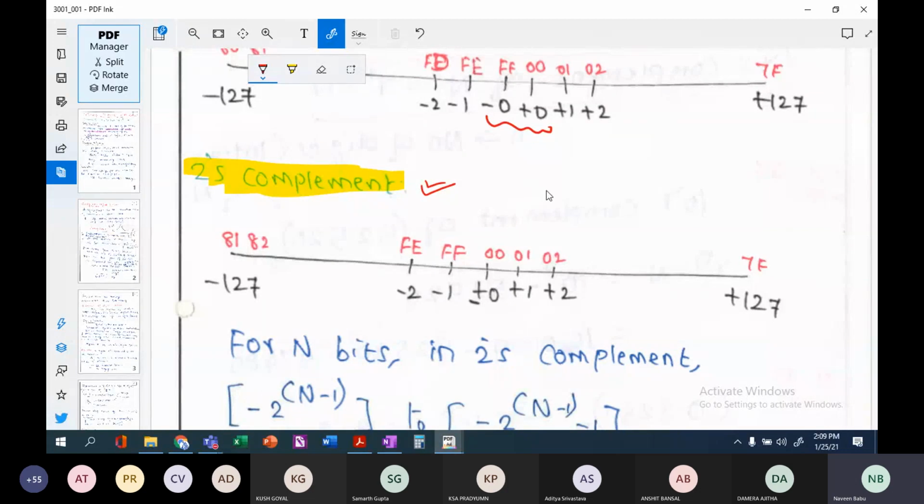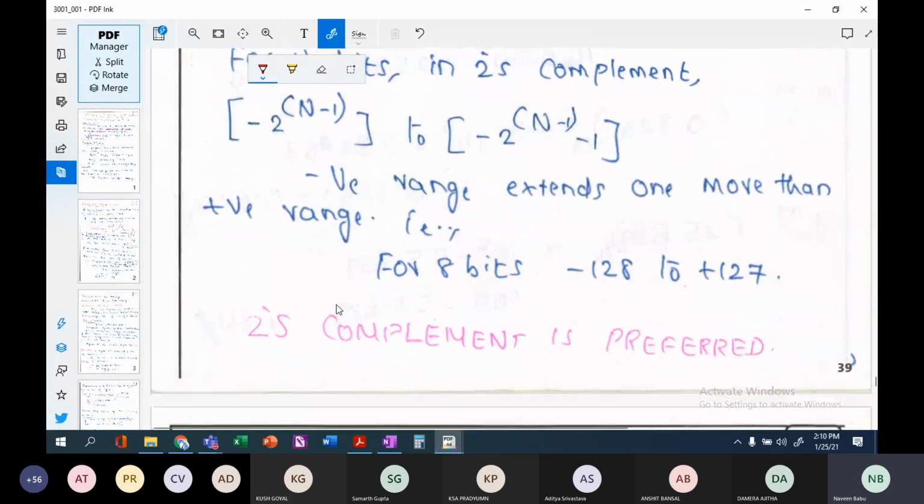Please note that we are looking at only the binary number system. Only in the binary number system do we have ones complement and two's complement. If you consider an octal number system, then we will have 7's complement and 8's complement. In the hexadecimal number system, we will have 15's complement and 16's complement. So that is how the complement system is.